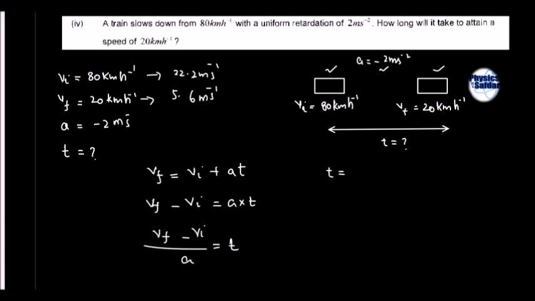Time is equal to final velocity, that is 5.6, minus initial velocity 22.2, divided by retardation, that is minus 2. 5.6 minus 22.2 over minus 2, after simplification we get 8.3 seconds, and that is the final answer.